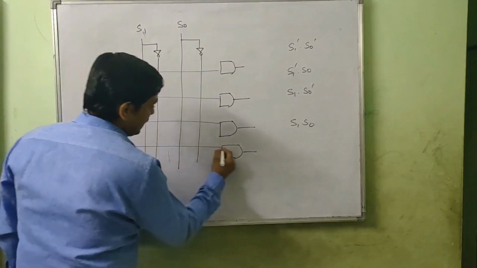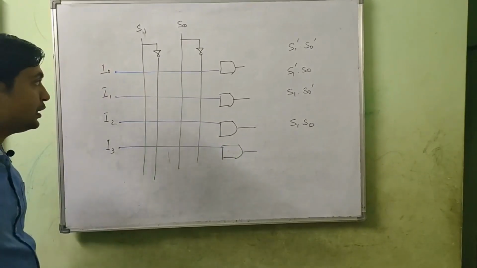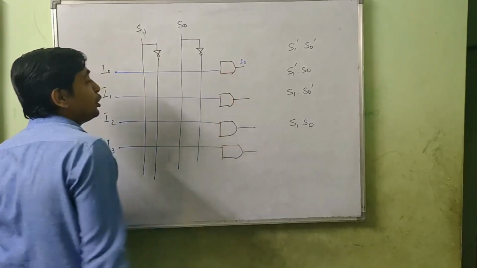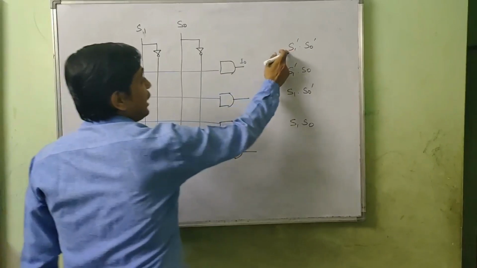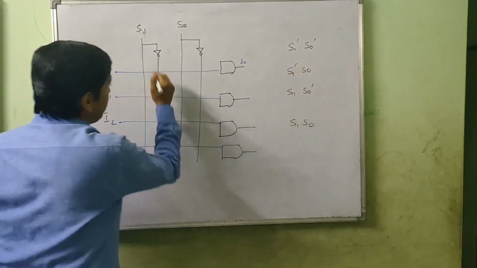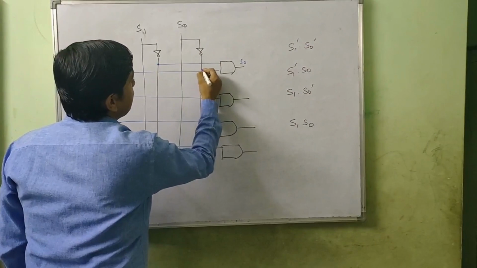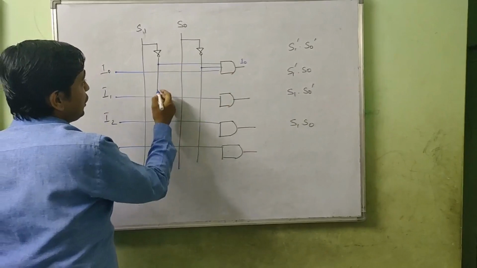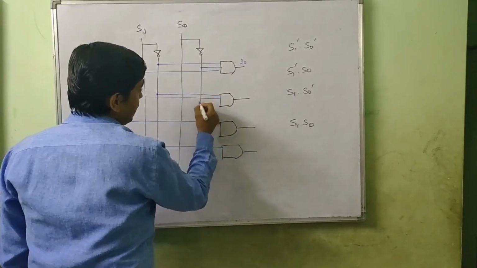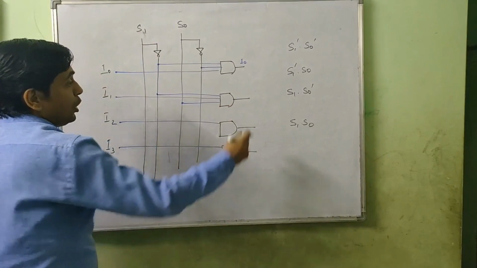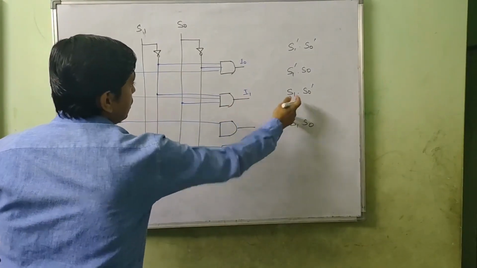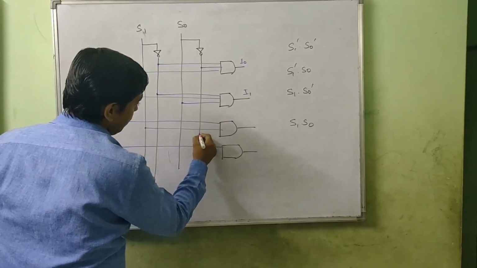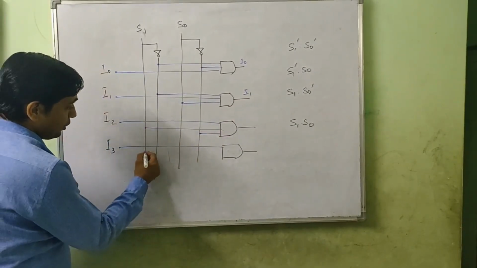So I told you they will always be 1. They will represent 1 itself. But for this one, which is I0, for I0 to be the output, S1 is in complement and S0 is in complement form. So S1 complement and S0 complement. For I1, S1 is complement and S0 is in normal form. So S1 complement, S0 normal form. For I2, S1 normal form, S0 complement form. And last one, both in normal form.